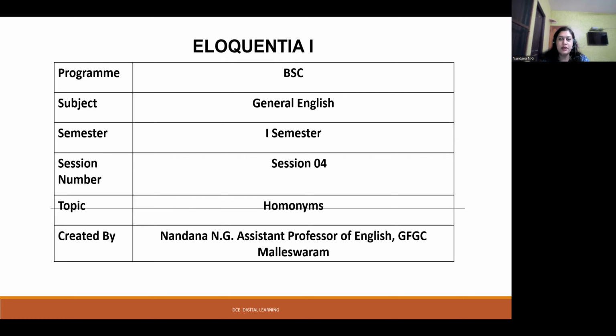Eloquentia 1 is the title of the first semester General English textbook prescribed for the BSc stream. It is affiliated to Bengaluru City University. I'm Nandana NJ, Assistant Professor of English, Government First Grade College, Malleshwaram. The topic I'm going to be dealing with in this session is in the language component and particularly the vocabulary unit, and we shall be dealing in detail with homonyms.